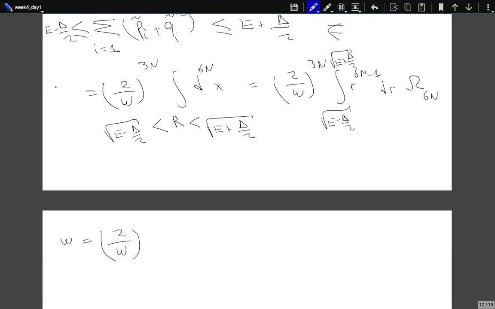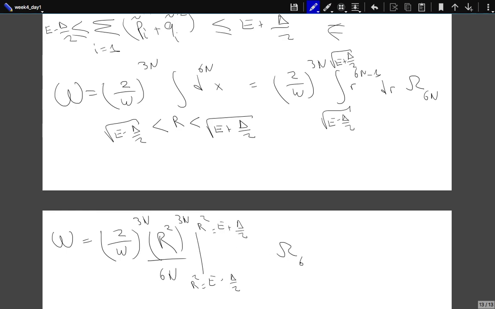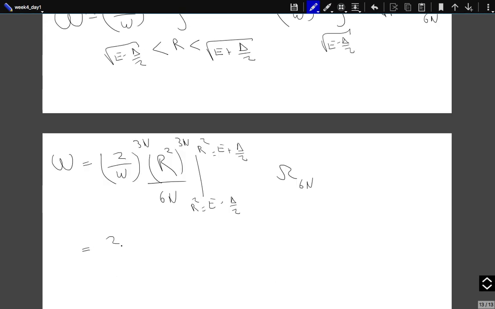Okay, so let me just change my notation slightly, it will get confusing. So this is the volume in phase space. To the power 3N, and here I have r to the power 6N over 6N, or let's say r squared to the power 3N, where r squared changes from E minus delta over 2 to E plus delta over 2, multiplied by omega 6N. So this will be 2 over omega to the power 3N.